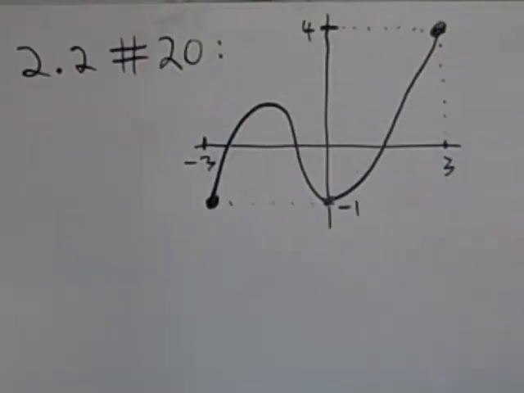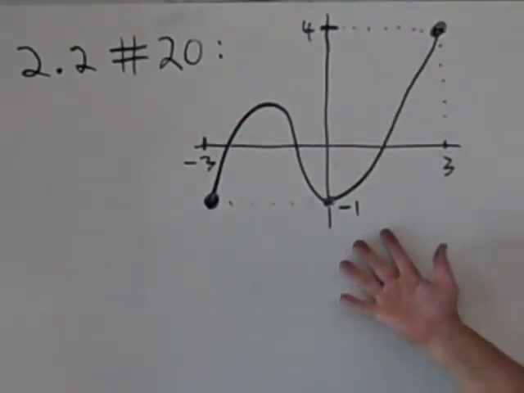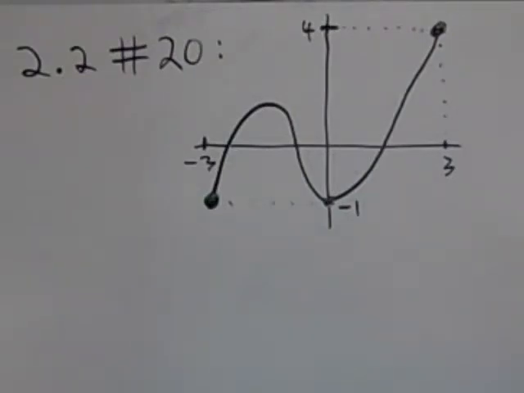Also notice with these points on the end, that means that it stops there. So the function isn't defined except what you see. What you see is what you get. So they ask us about the range and the domain.